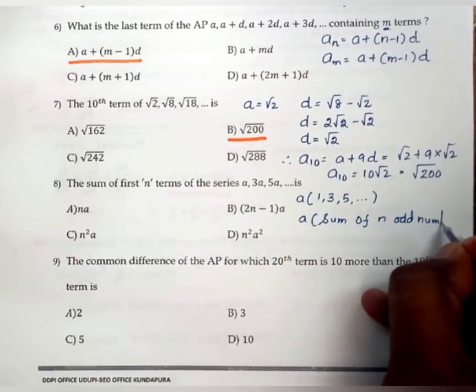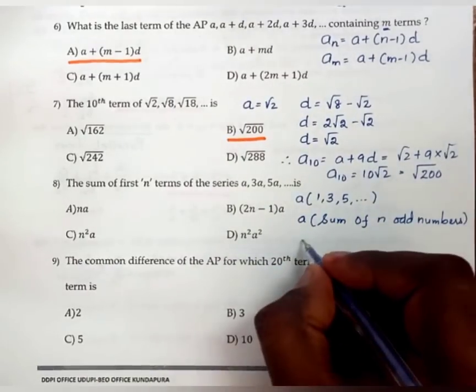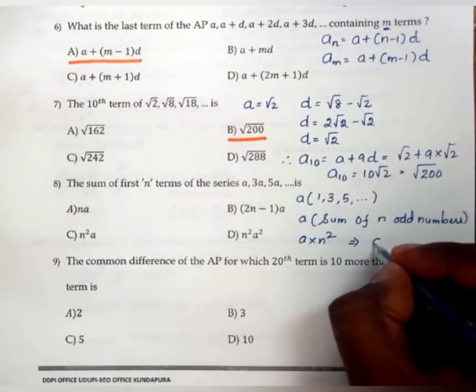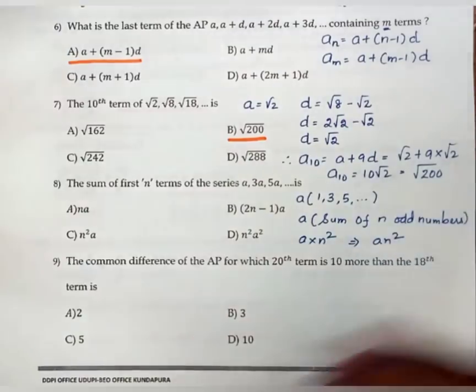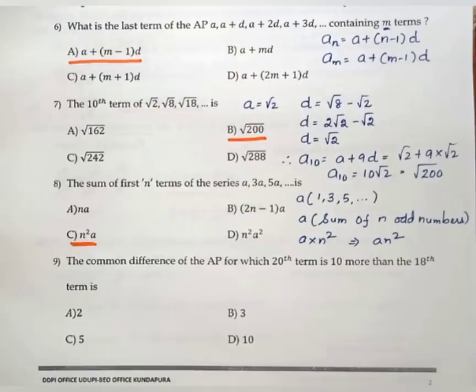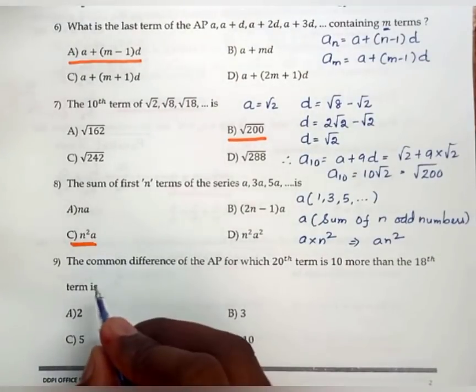You can find out by using the Sn formula. The sum of n odd terms is n square. Therefore, multiplying by a, which is the common factor in all the terms, the correct answer is option C, n square a.